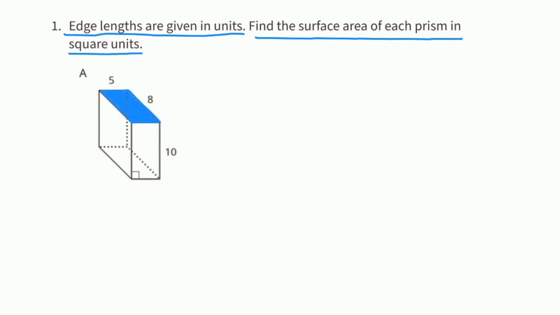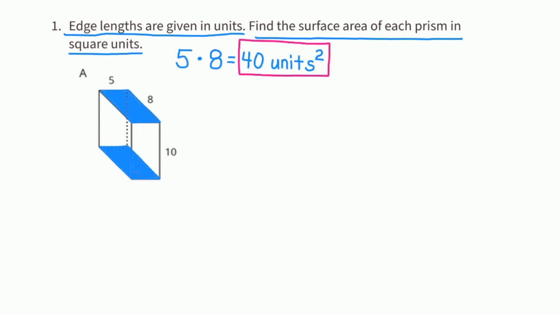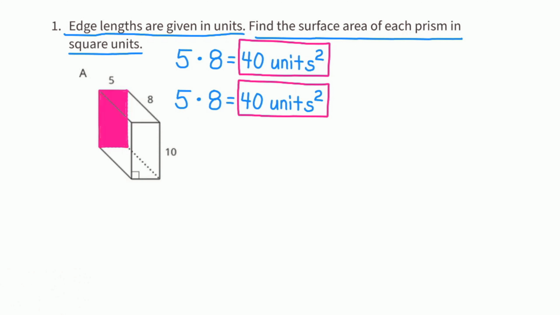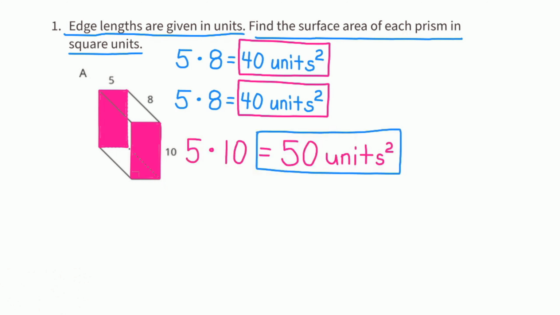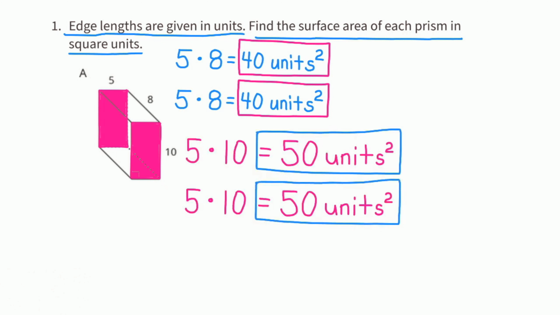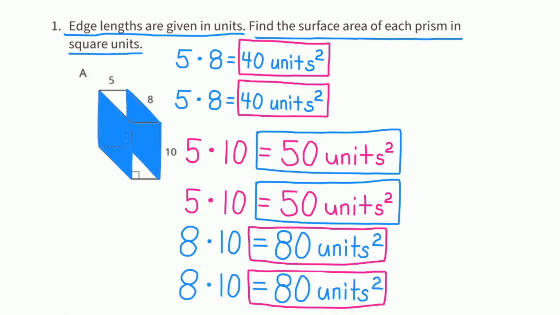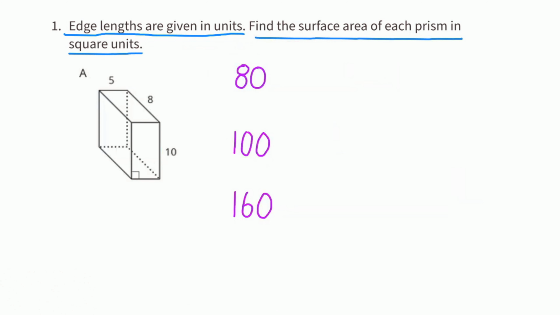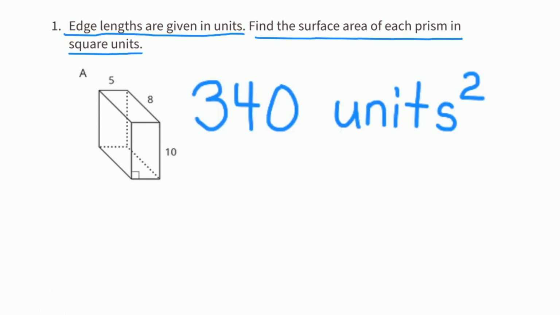This side, or base, has the dimensions 5 by 8, and so does the one directly underneath it. The surface area of each of these is 40 units squared. The dimensions for these sides are 5 by 10, so the surface area for each of these sides will be 50 units squared. The dimensions for these last two sides are 8 by 10, so each of these two sides will have the surface area of 80 units squared. Add up each of these surface areas and you'll have the surface area for the entire prism. The surface area for prism A is 340 units squared.